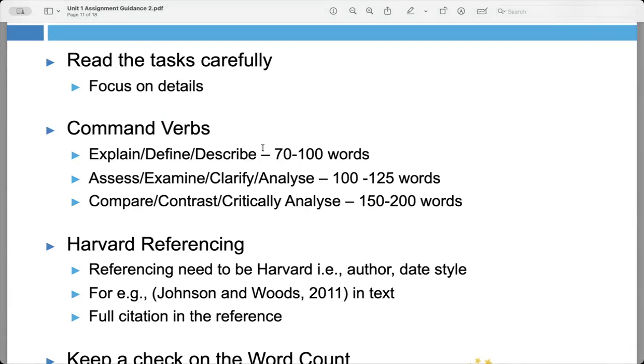So here are some further tips at the end of your assignments. Read the task carefully. Command verbs: explain, define, describe, 700 words. Assess, examine, clarify, analysis, 125 words. Compare, contrast, critically analyse, 150 to 200 words.